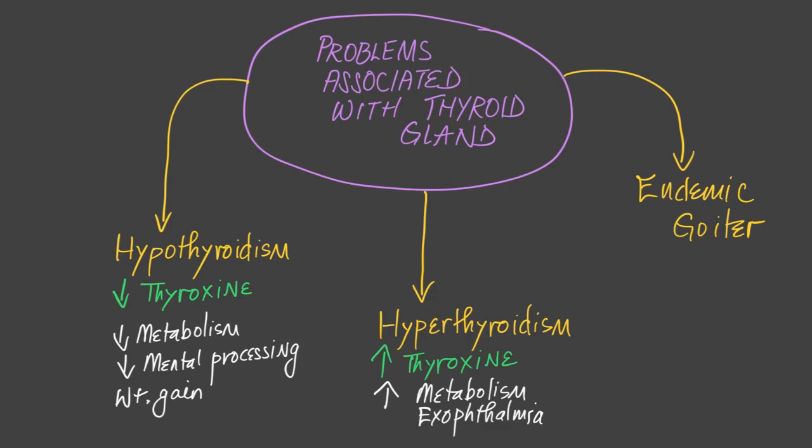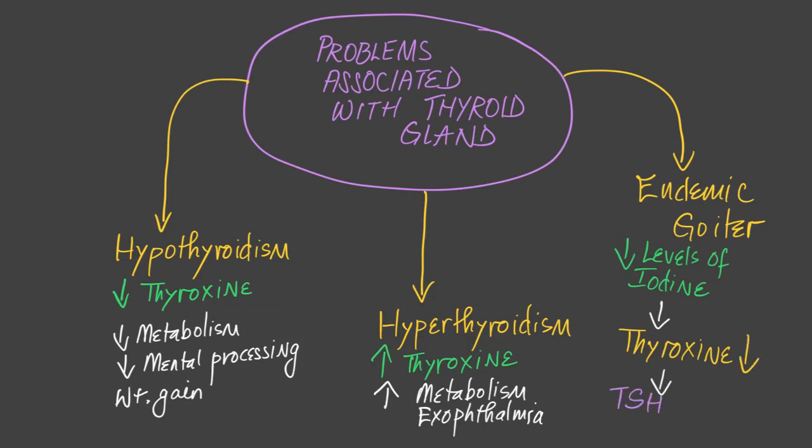Iodine is necessary to make thyroxine. So when the levels of iodine in the diet go down, the level of thyroxine production goes down as well, and the level of thyroxine in blood decreases. This is sensed by the pituitary gland and the hypothalamus, and as a result, TSH or thyroid stimulating hormone increases, and this causes the thyroid gland cells to multiply and grow in size. And that's the condition that we call endemic goiter, which is a very huge enlargement of the thyroid gland.